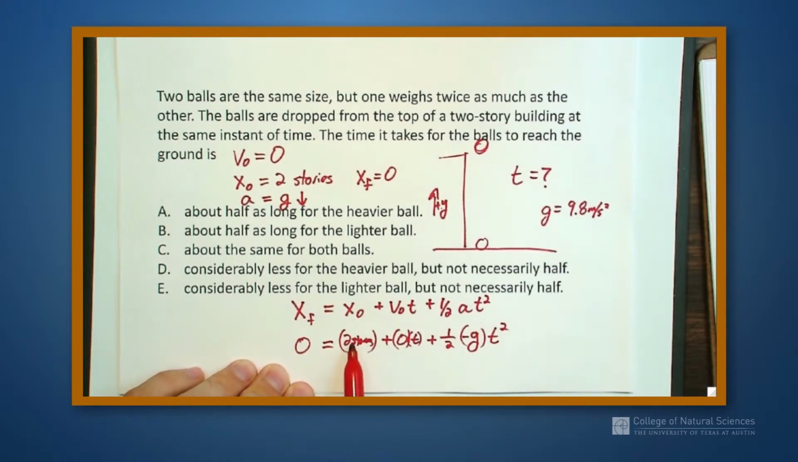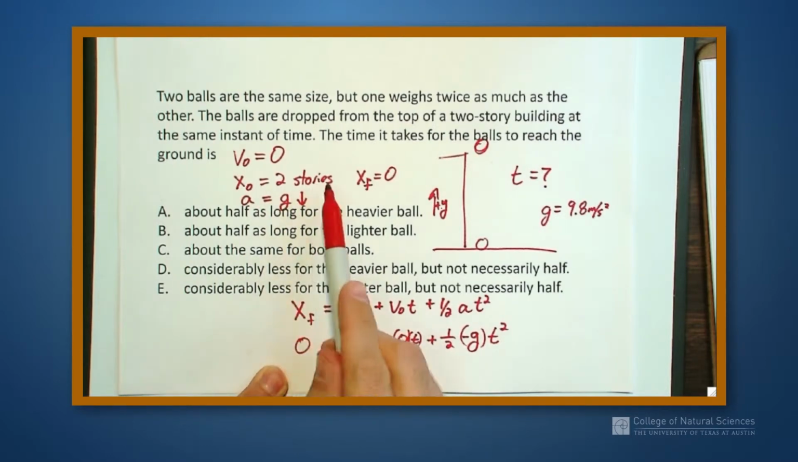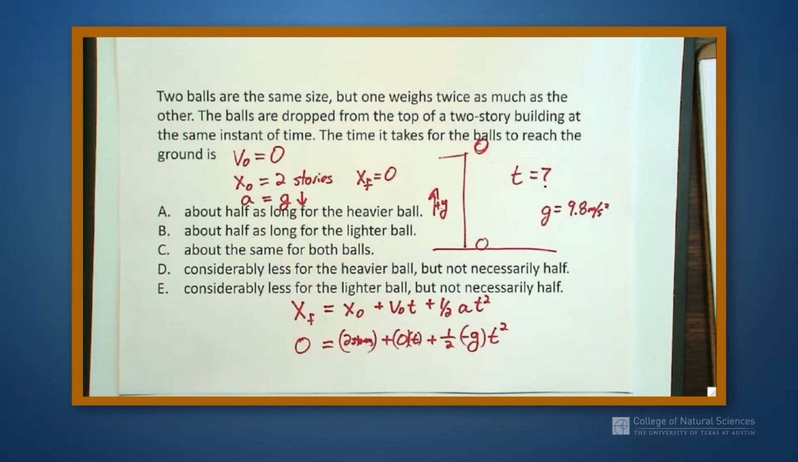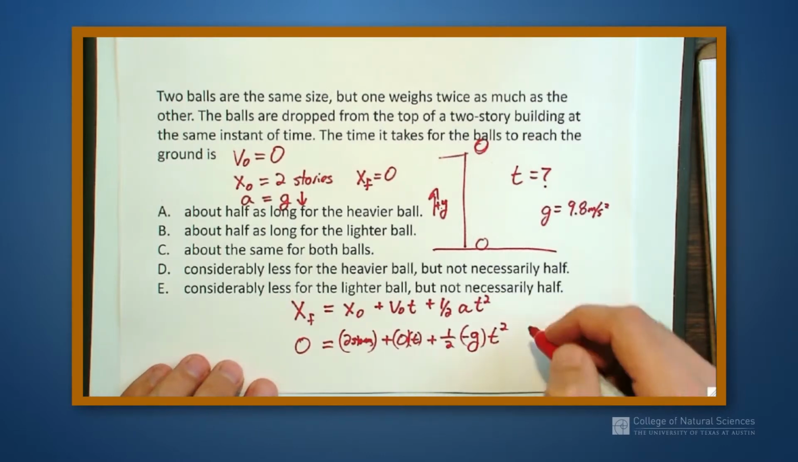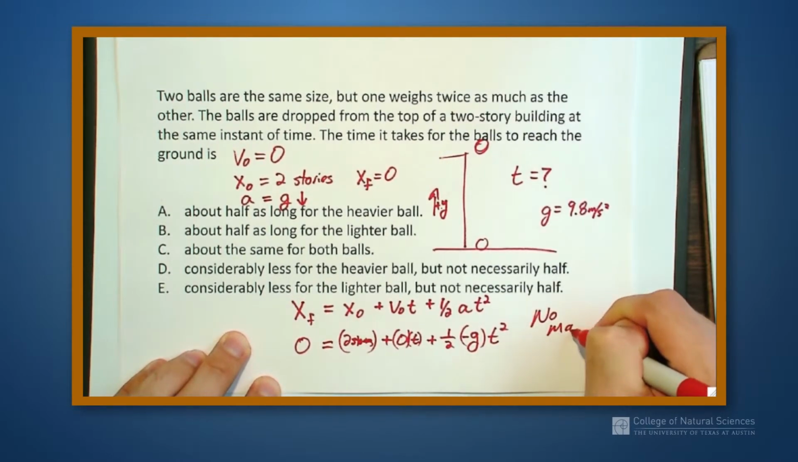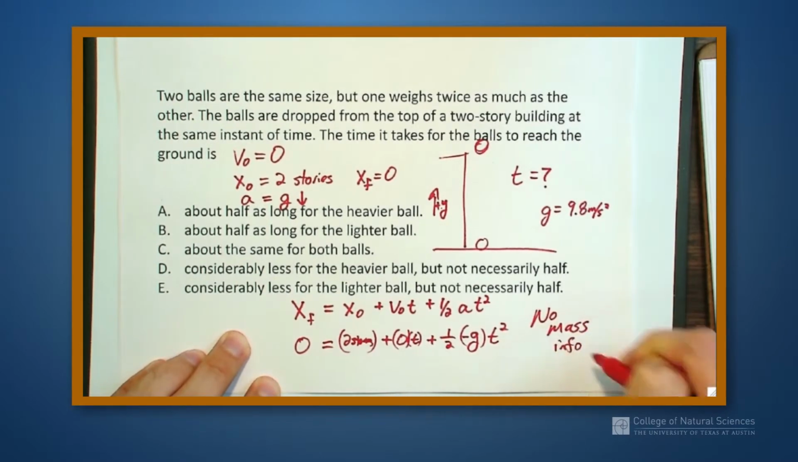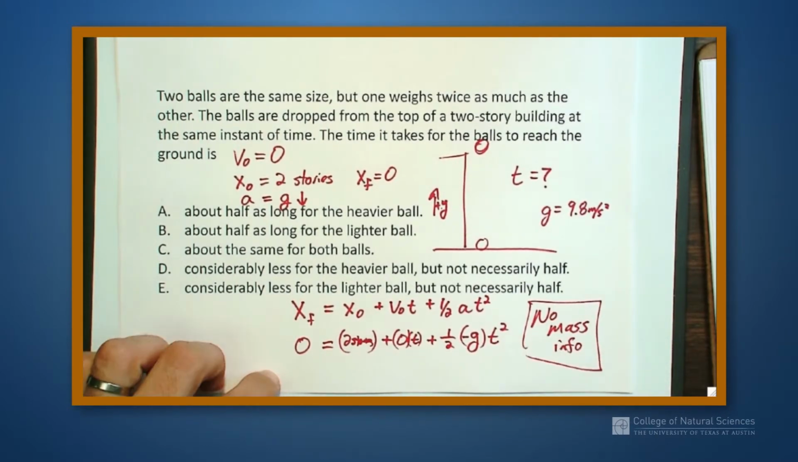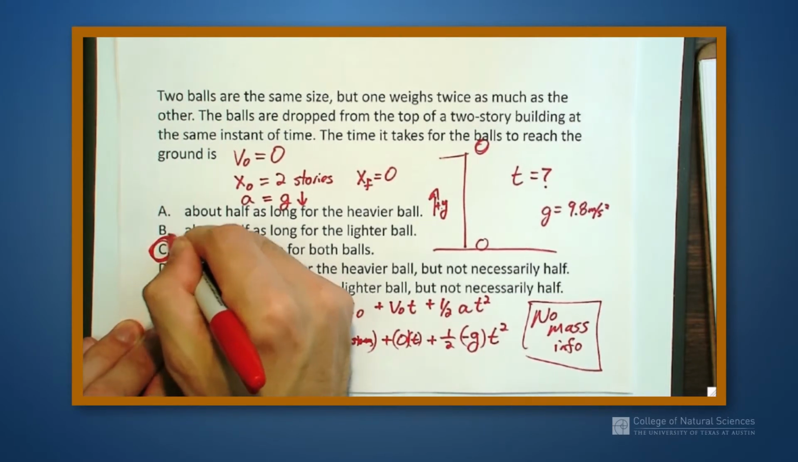So when I look at this, I get 2 stories minus this gravity term. This is going to be a pretty easy problem to solve. I can figure out the time for it. If I know what 2 stories is, I don't have that in SI units, but we could figure it out if we knew how tall a story was. The one thing that is interesting in this is absolutely no mass information came into play. Didn't happen. So it didn't matter which ball I was talking about.